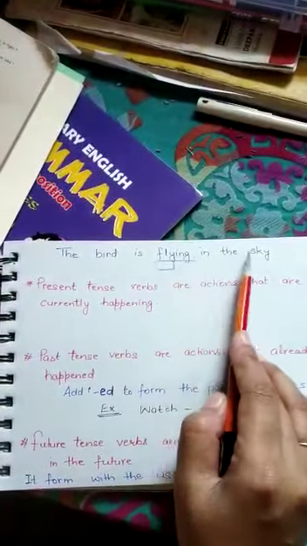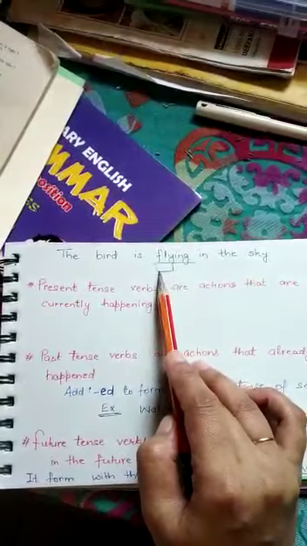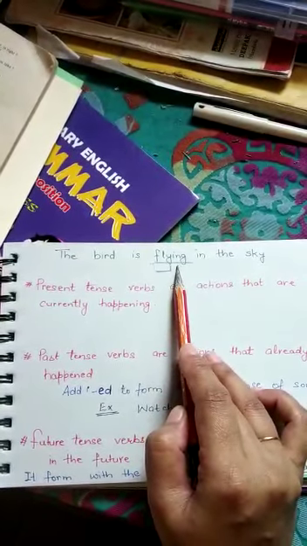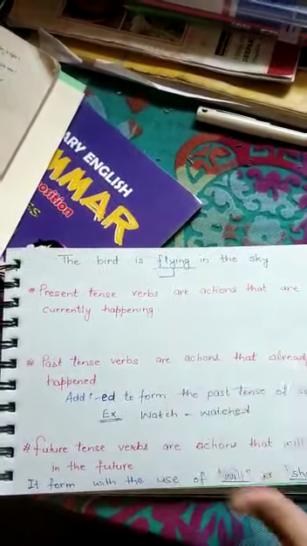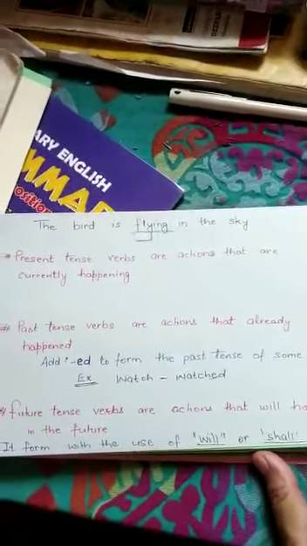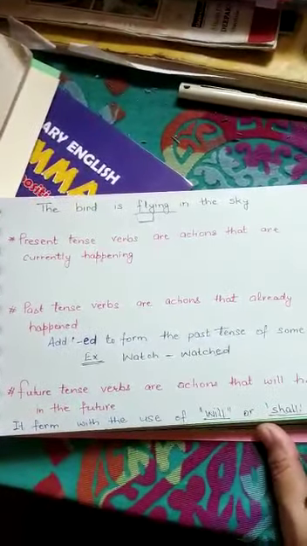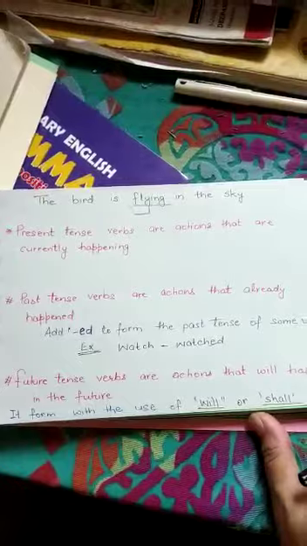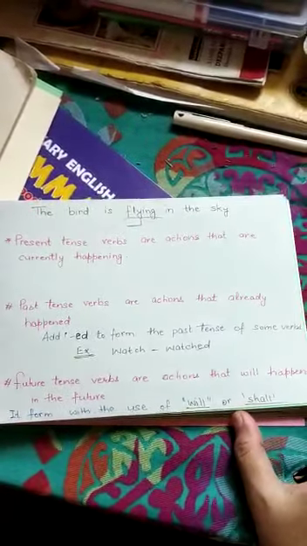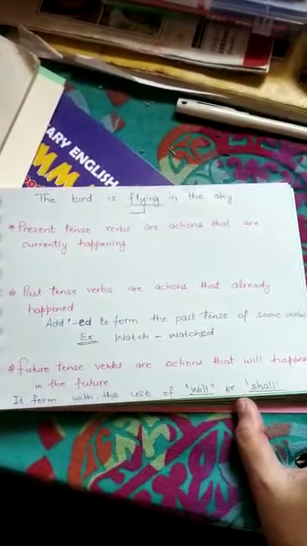Second example for this: the bird is flying in the sky. Here fly is the base verb, and we are using it in the other form using ing. So this is how we use the base form, and we can change the base form adding any other form to form the tenses according to the tenses.